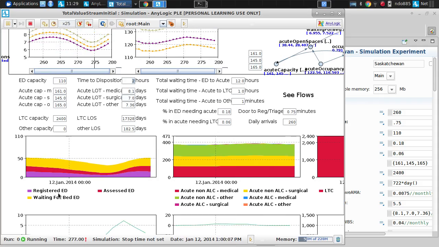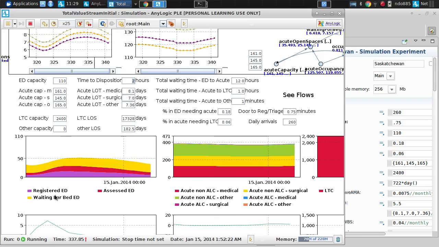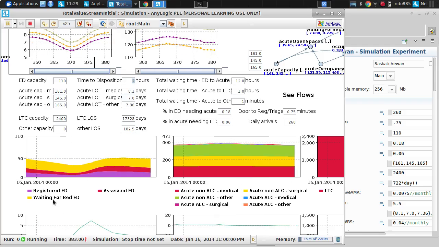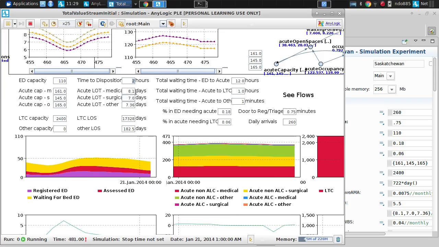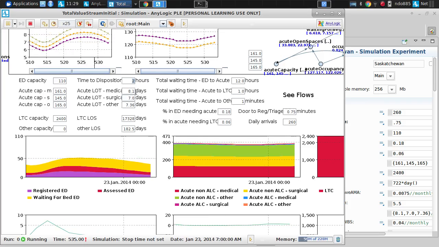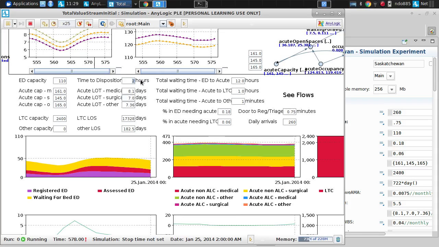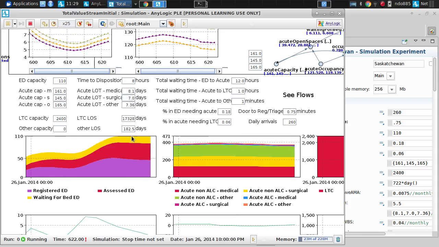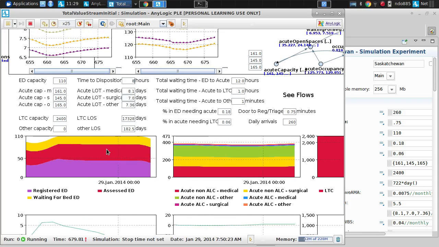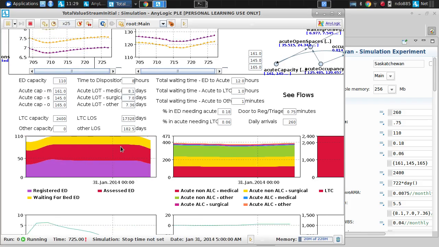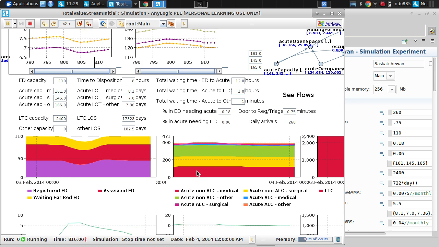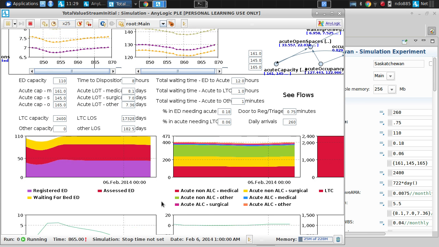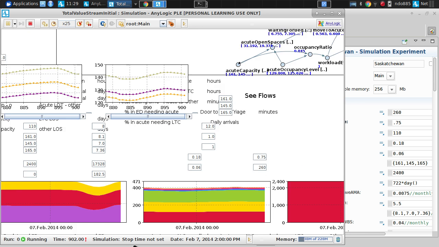You'll notice that these are different classes of patients. Those are assessed for the ED, registered. Those are waiting for the bed in the ED. Here's various acute patients. But if we change this time to disposition to something much higher, for example, to 8 hours, now we're going to see very, very large levels of people waiting for EDs, and it has a corresponding impact on acute care.